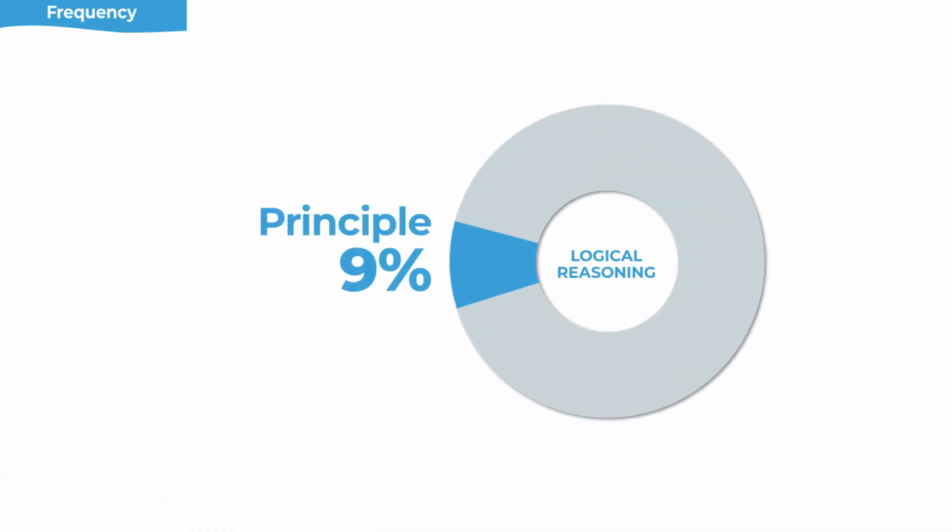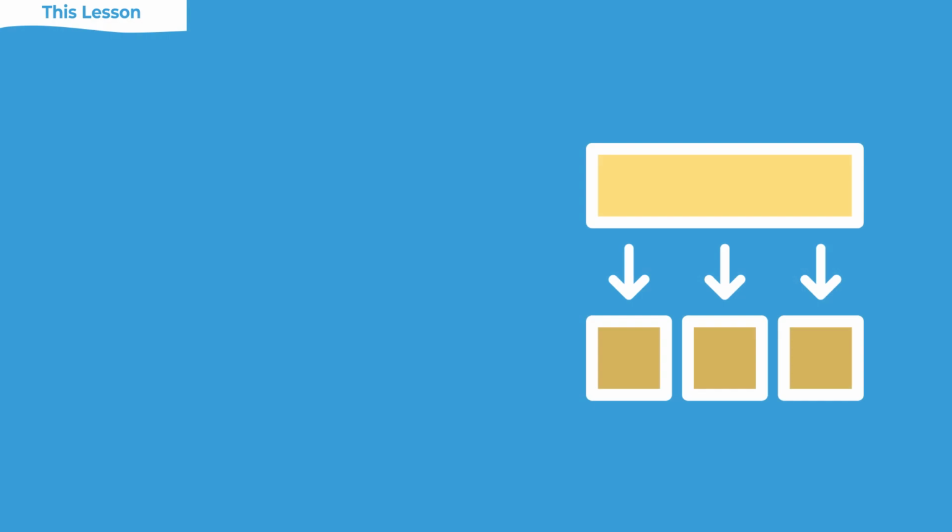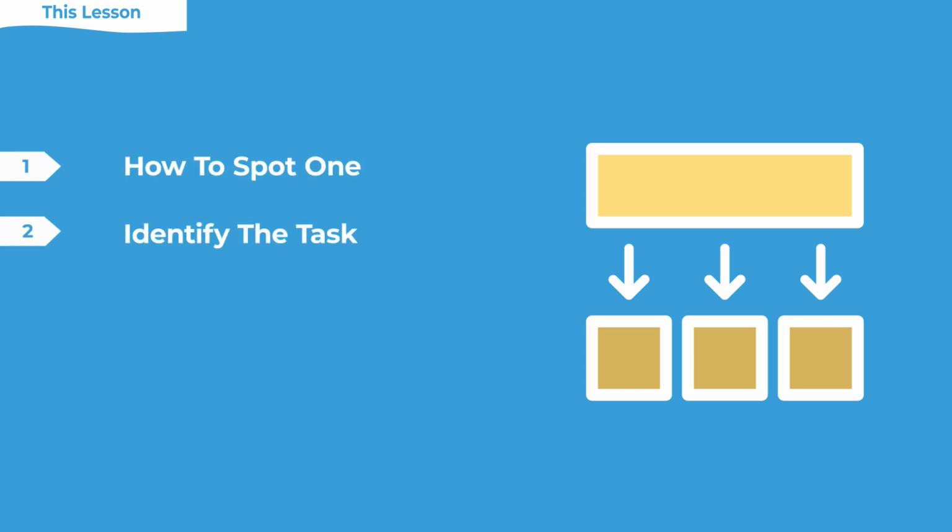About 9% of all logical reasoning questions are principal questions, making it a really important type of question for you to work on in your preparation for the LSAT. In this lesson, we're going to look at how to spot a principal question. We'll focus on how you can identify the task that's being presented to you within the question stem.